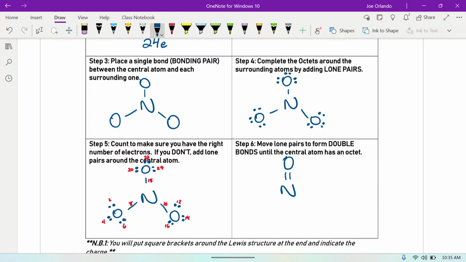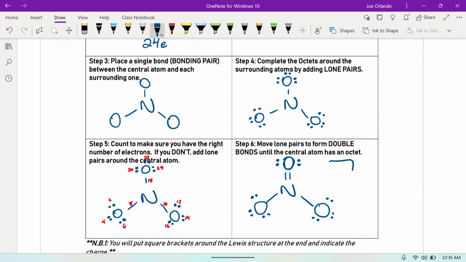which means how many lone pairs does this oxygen have now? Only 2 lone pairs, right? Because one of those lone pairs became a double bond. And then down here, this oxygen has how many? 6. Yeah, 3 lone pairs for 6. Yep. And down here, 3 lone pairs for 6.